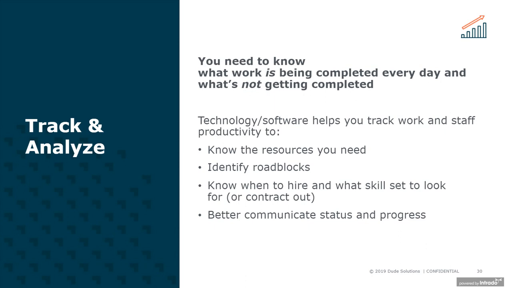And better communicate status and progress. Let your production team automatically get email notifications or notifications on their mobile device if an asset has to go down for critical maintenance. So there's just great ways to use a maintenance management system to track and analyze that.